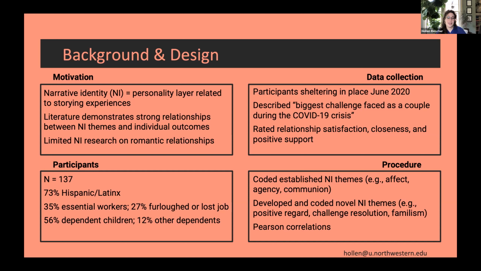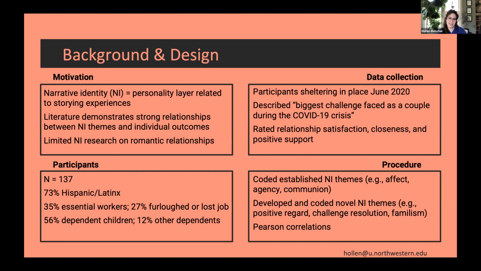So these 137 community members were part of an ongoing longitudinal study of marital health in Latinx couples. The majority of participants identified as Hispanic or Latinx, and about a third were essential workers, and about a third indicated that they had been furloughed or lost their jobs as a result of the pandemic. And over half of them were living with dependent children or other family dependents.